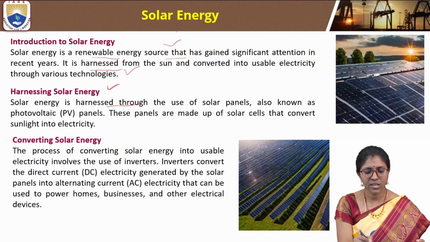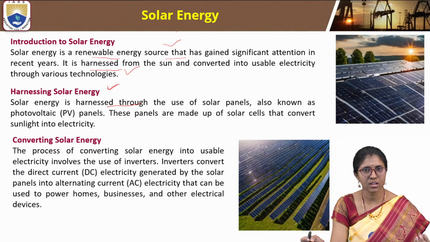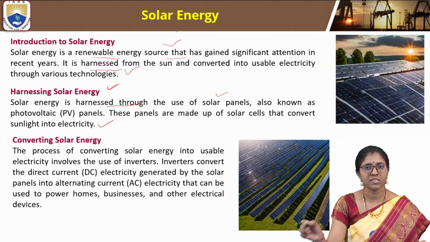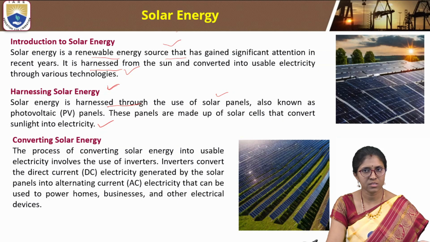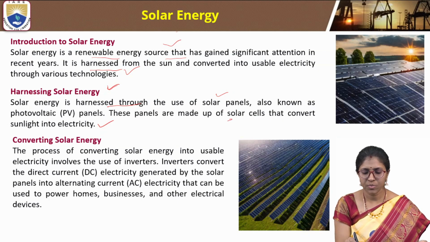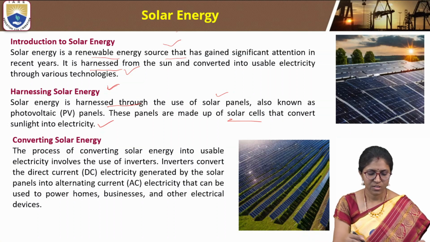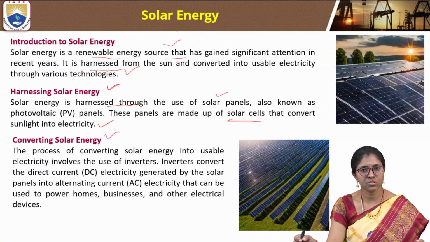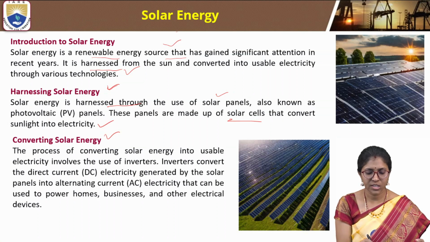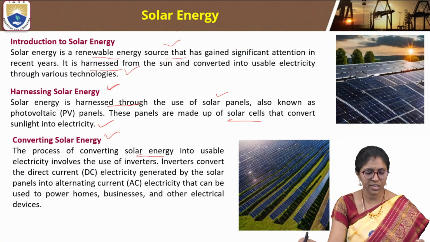Solar energy is harnessed through the use of solar panels, also known as photovoltaic panels. These panels are made up of solar cells that convert sunlight into electricity. This is the process of converting solar energy into usable electricity.